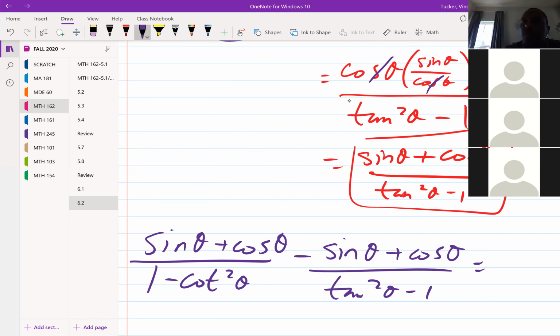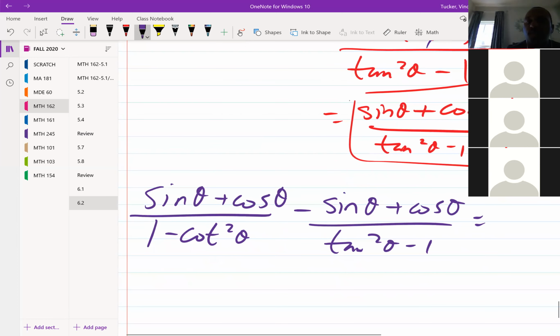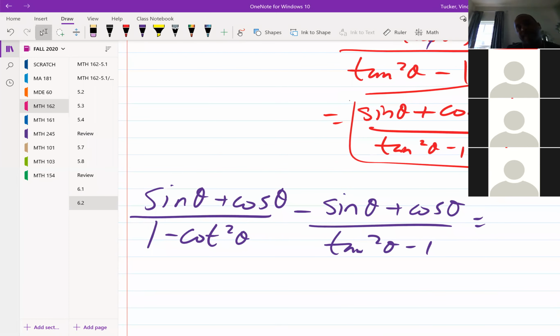I think I went over the river and through the woods. Let me see, so I just got my sine plus cosine, but I need to get rid of those denominators, so cotangent, no, sine squared, my Pythagorean won't work there. No, I don't want to do that because that'll take me back to where I was.